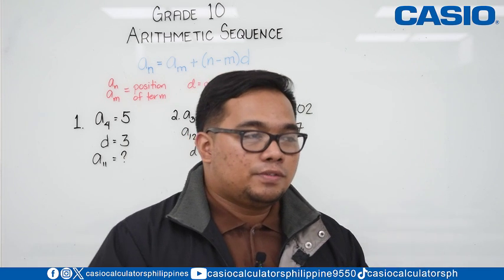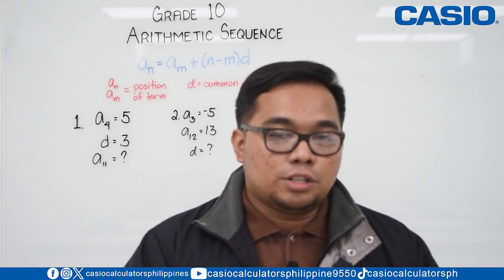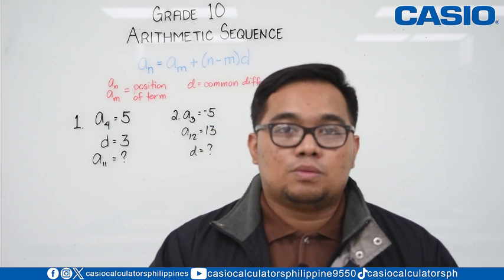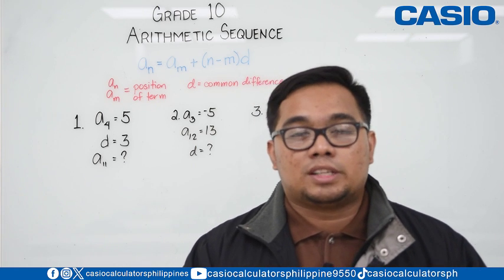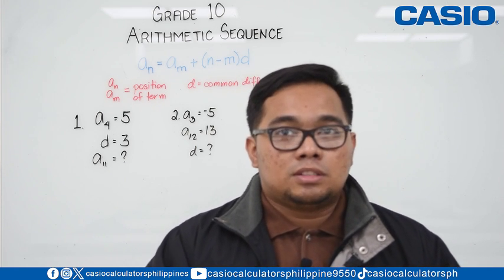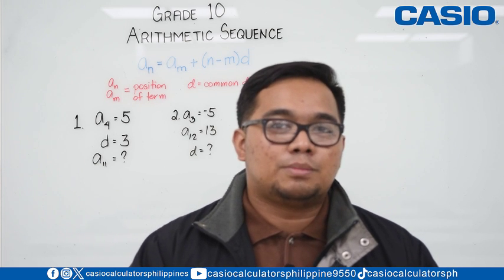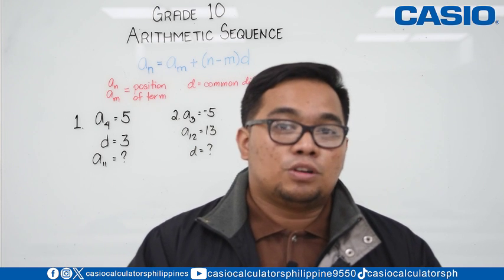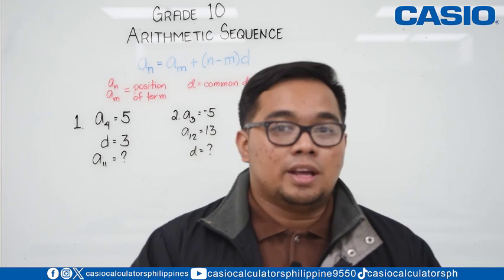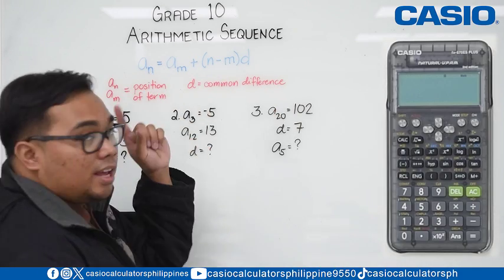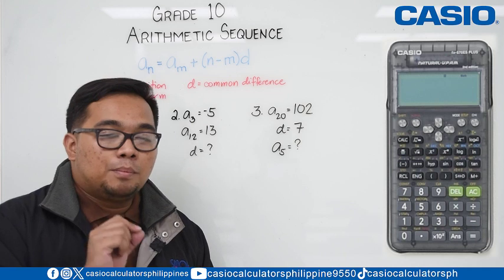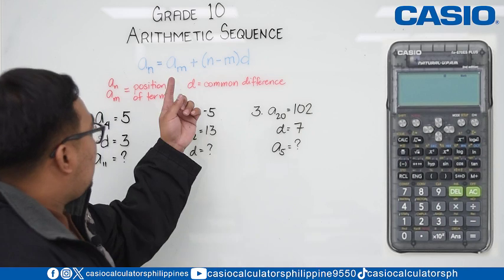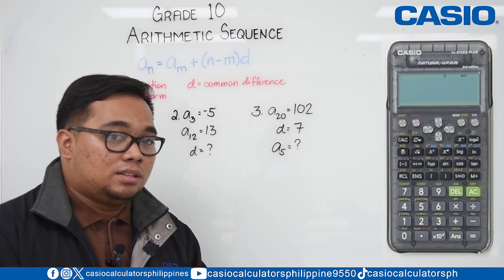Each one of you knows the equation for finding the nth term of an arithmetic sequence, that is, a sub n is equal to a sub 1 plus n minus 1 times d. But today, I will alter some of the terms so that it can fit any given term on the sequence, not just a sub 1. And what is that? It is a sub n is equal to a sub m plus n minus m times d.